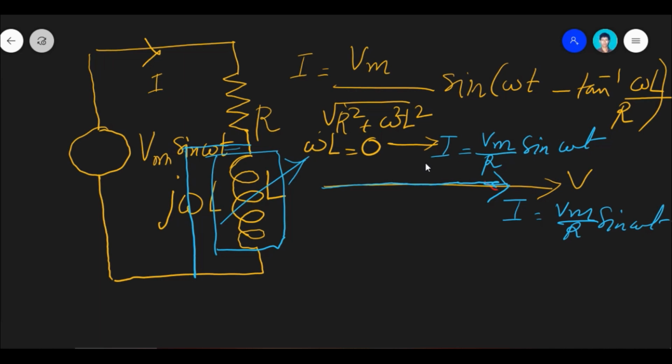Now see, this value is the maximum value of current. Let me also mention that R is constant. If R is constant, then this current, as we are getting it for omega L equal to 0, we can also write as IR, the totally resistive current, that is the maximum value of I that can flow through this circuit. So we can write here that IR is equal to the maximum value of I.